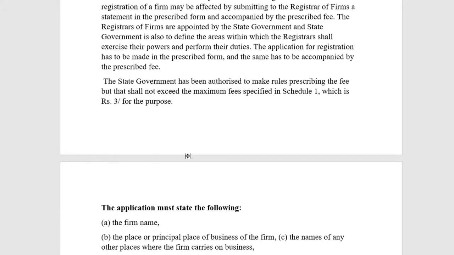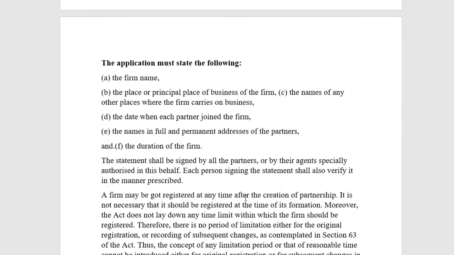So what are all the other requirements to be stated in the statement before the Register of Firms? The application must state the following things. That means what are all the necessary information that should be submitted before the Register of Firms.